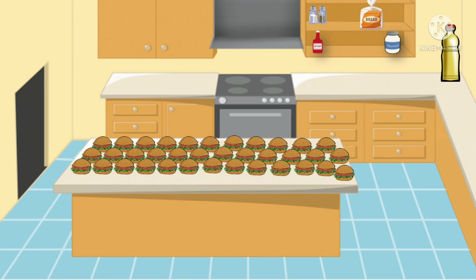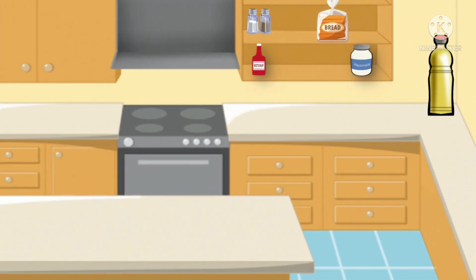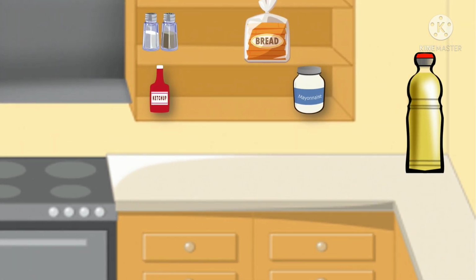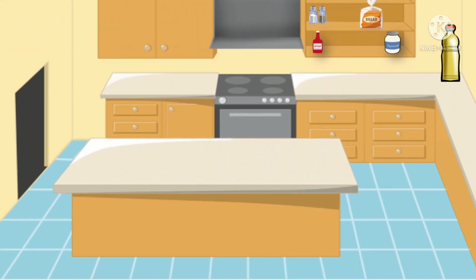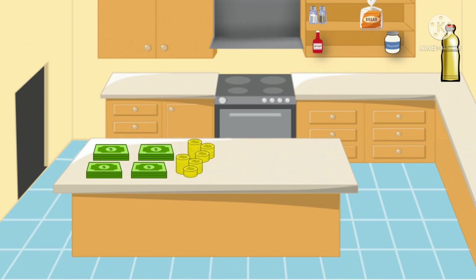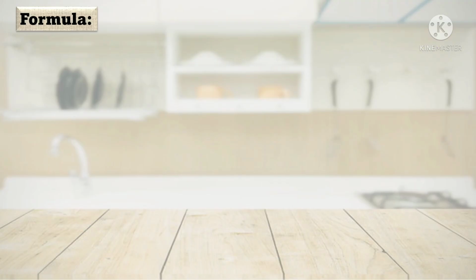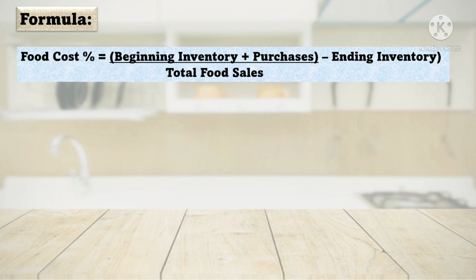Here are your products that are ready to be sold. Subtract your final inventory after all the sales for the period have been completed. Divide the value by the sales amount. Here is an example. Food cost is equals to beginning inventory plus purchases minus ending inventory divided by total food sales.